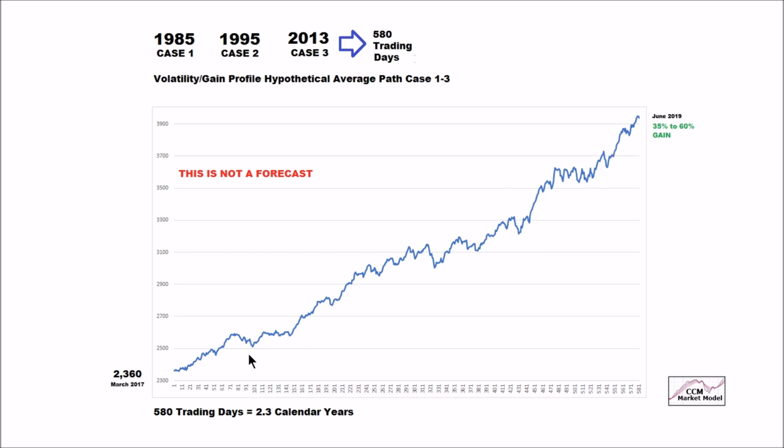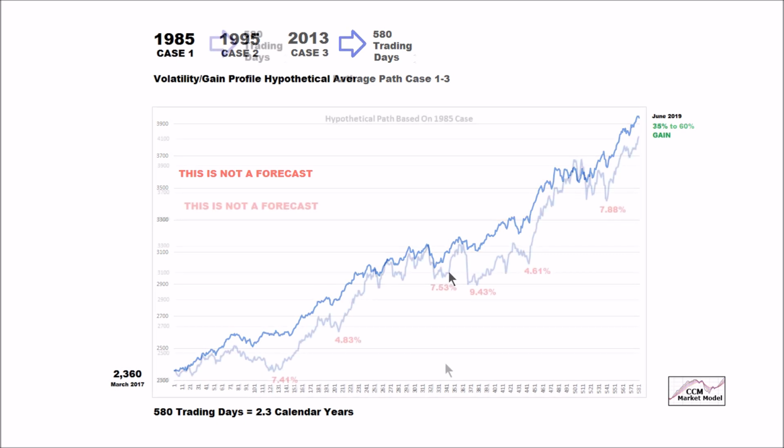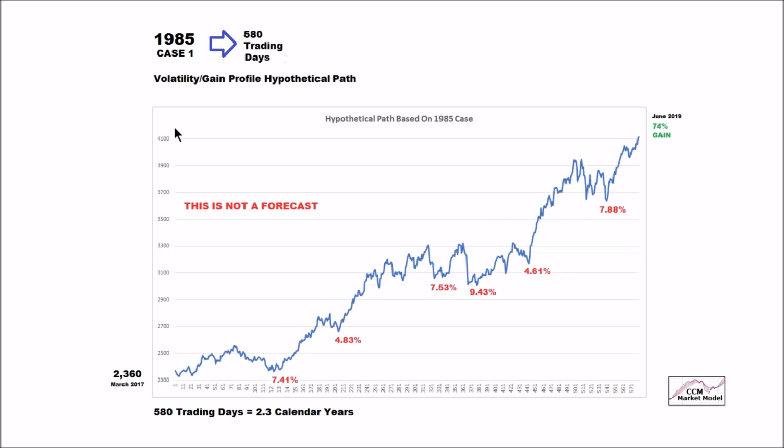This isn't particularly helpful because it understates volatility and overstates compounding, but it gives us a general idea of where the stock market went in terms of an average path. What's more helpful is to look at the cases in isolation, because then we can see real volatility profiles. In the 1985 case, if we looked out 580 trading days, or approximately 2.3 calendar years, the stock market went up roughly 74% from point A to point B.